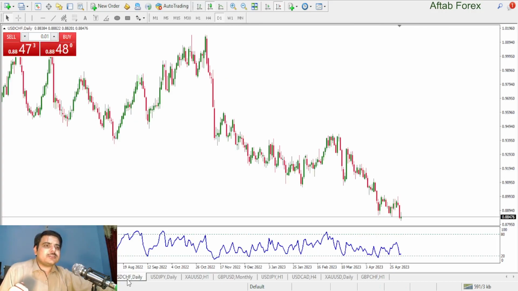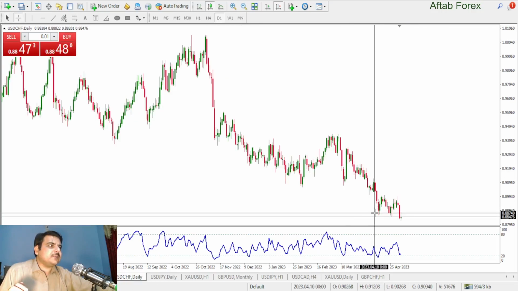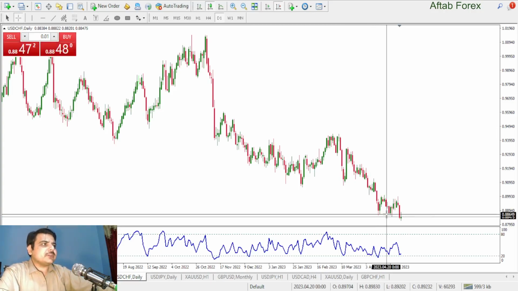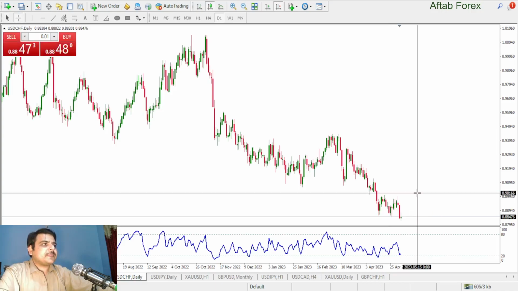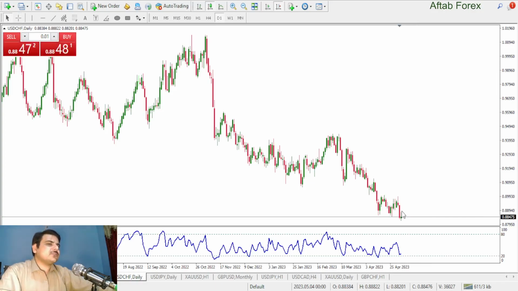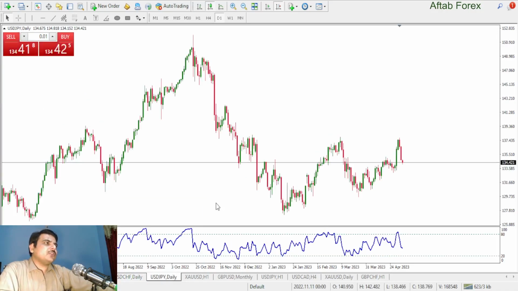Also, dollar Swiss franc, I'm stopped out on this particular trade. I was holding a buy position from right here. So yesterday on the FOMC, I was completely stopped out, but that's not a problem. It's okay. So I will be discussing this and dollar yen. Obviously, if I get enough time, I will be discussing dollar yen.